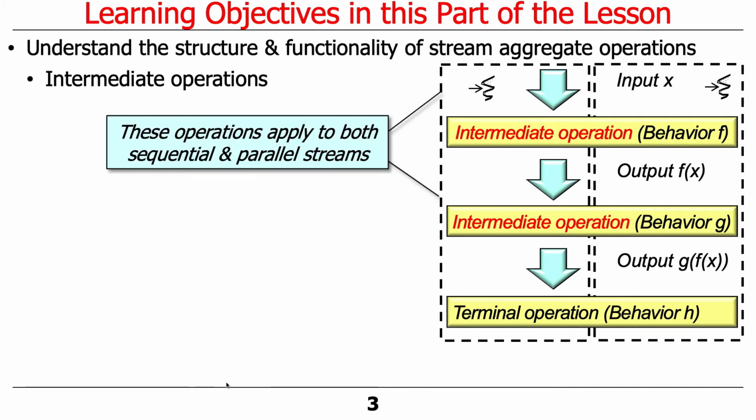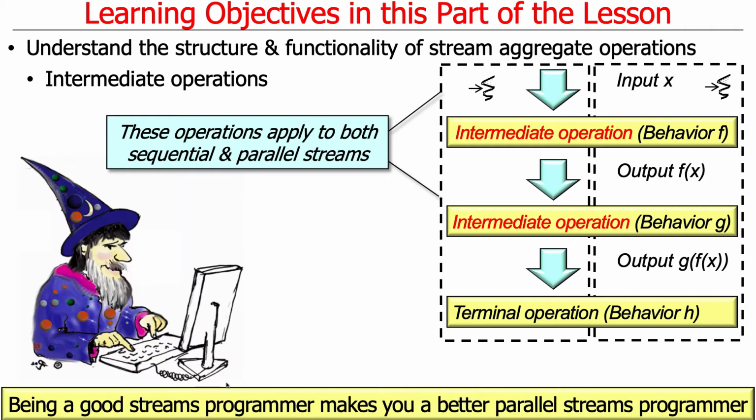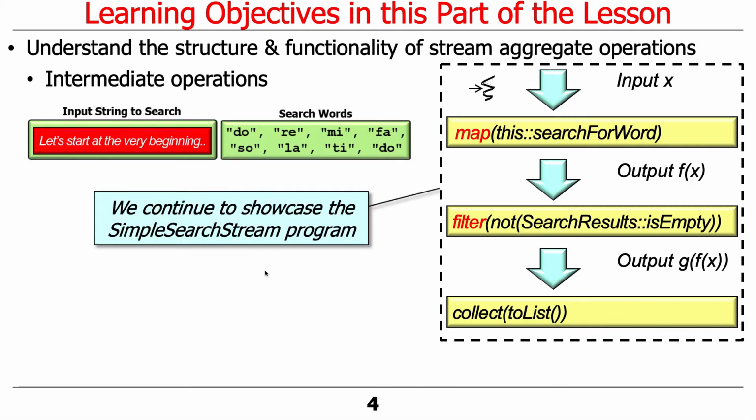What's interesting about these operations is that they apply to both sequential and parallel streams. And one of the really cool things about Java 8 streams is that once you know how to use sequential operations, you can pretty much program parallel streams with very little additional effort. So I always like to say that being a good streams programmer will make you a better parallel streams programmer. So I'm going to show you how the intermediate operations work in the context of the simple stream program.